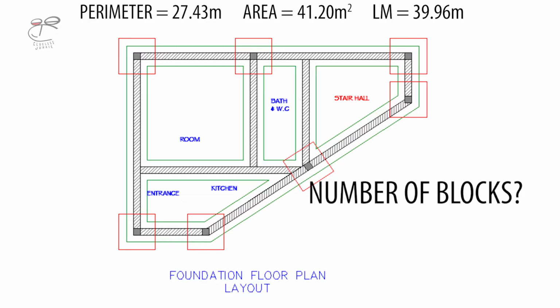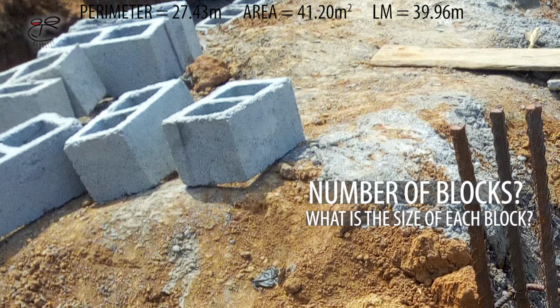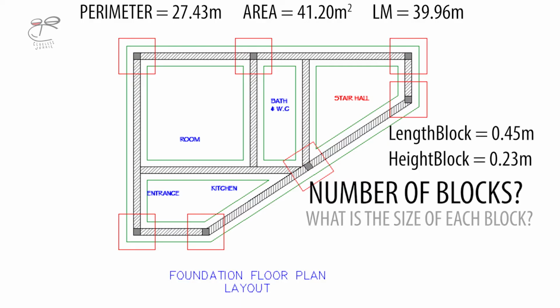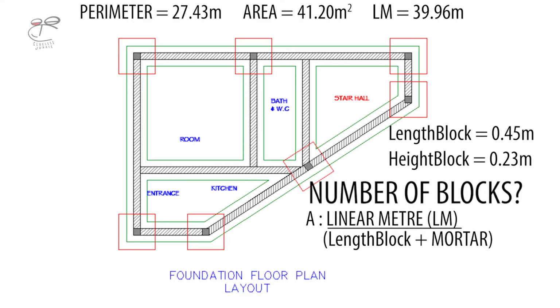So for the number of blocks, we want to know what size each block is, and for this video I'll be using a 9-inch block which has its length as 0.45 meter and height as 0.23 meter. So we write that down. Your block might not be dissimilar to this, it could be a different size, so you just want to note the length of the block and then the height.